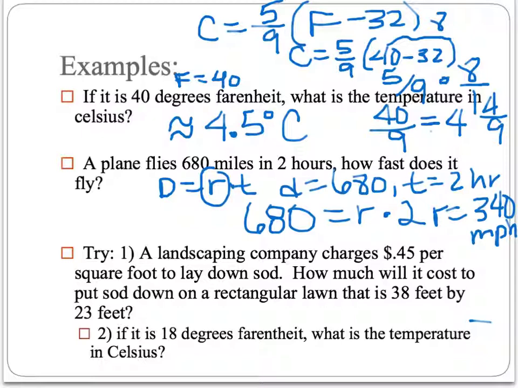All right, a couple of word problems for you to give a shot at before class. First one: a landscaping company charges 45 cents per square foot to lay down sod. For those of you who are not big on landscaping, sod is basically instant lawn. It's dirt on one side and grass on the other, cut in squares, and you lay it down and it grows together, and voila, you have a lawn. How much will it cost to put sod down on a rectangular lawn that is 38 feet by 23 feet? That's your first problem. Your second one: if it is 18 degrees Fahrenheit, what is the temperature in Celsius? Give those two a shot, and I will see you in class tomorrow.